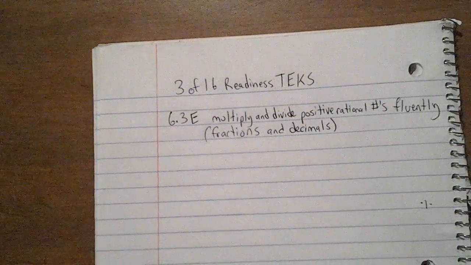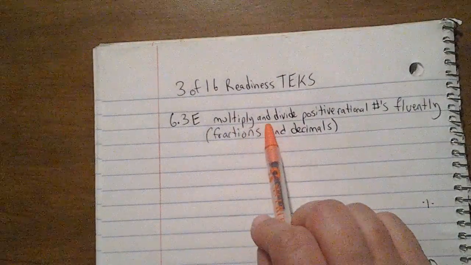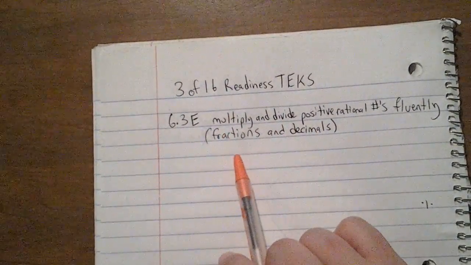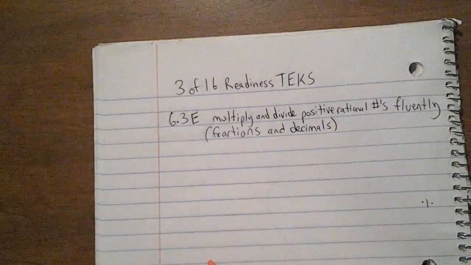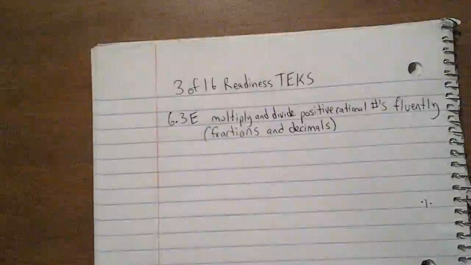Welcome. Today we are going to be addressing the third of 16 readiness teks. This one is to be able to multiply and divide positive rational numbers fluently. That means fractions and decimals. This is going to be a 4-part video, hopefully, that I'm able to put into one.